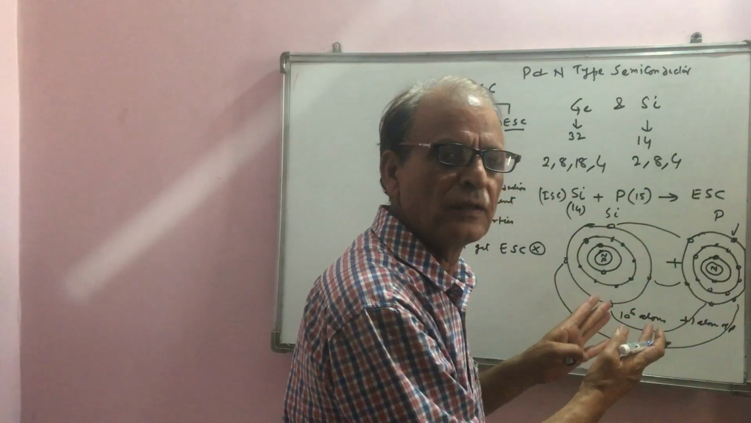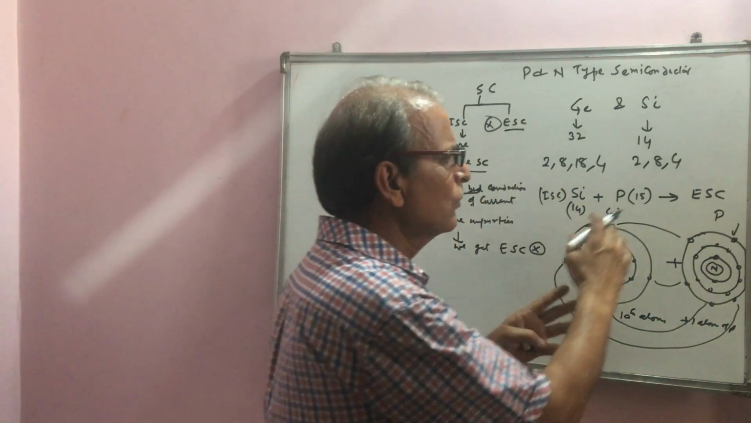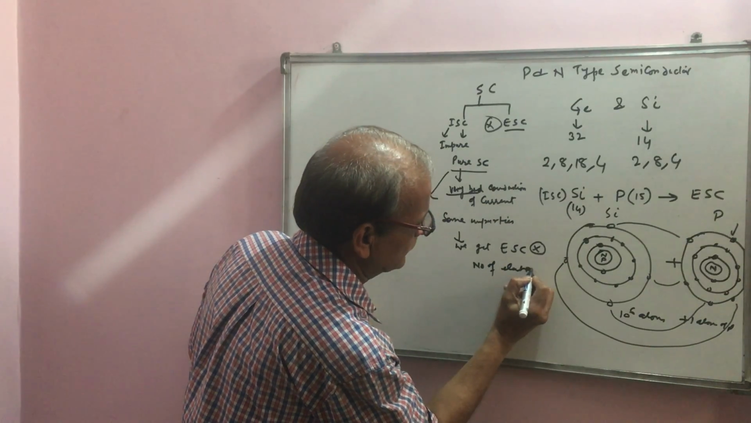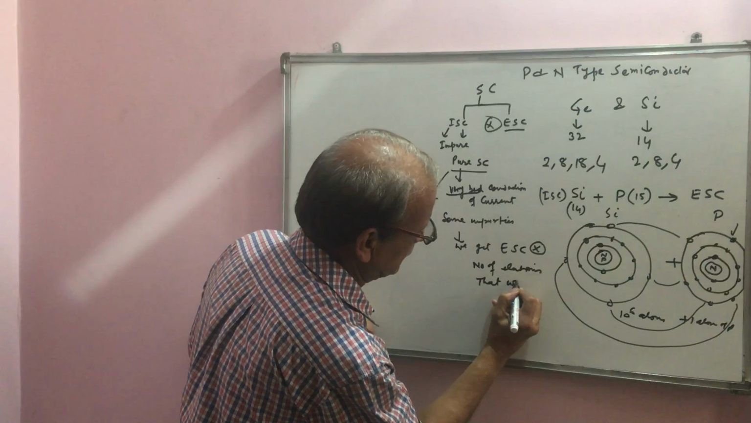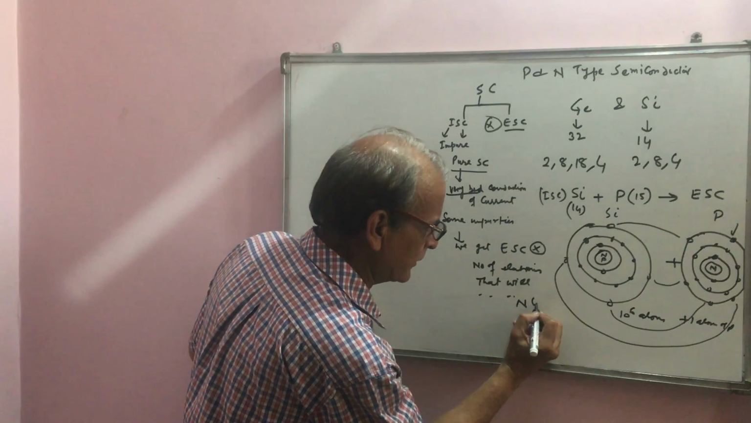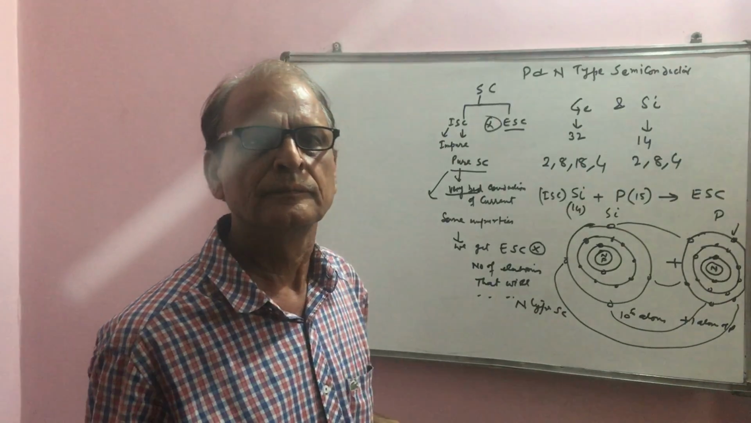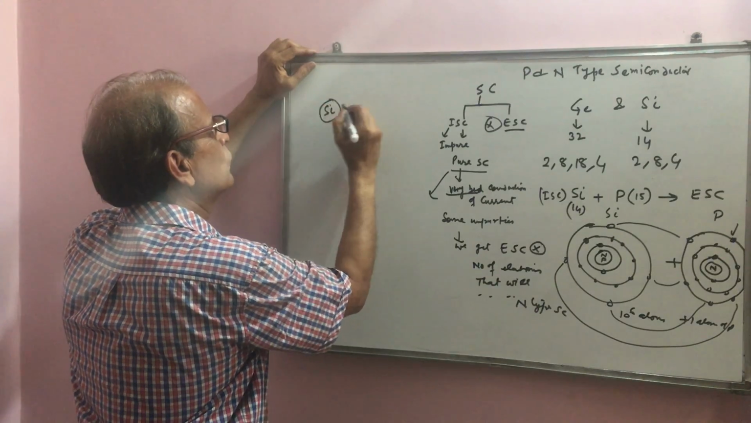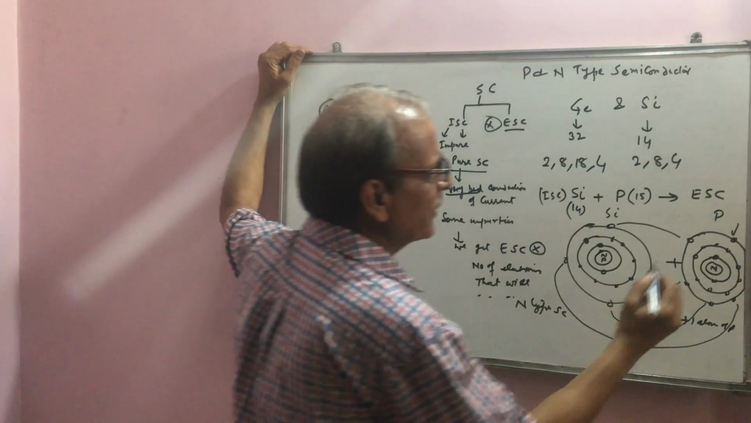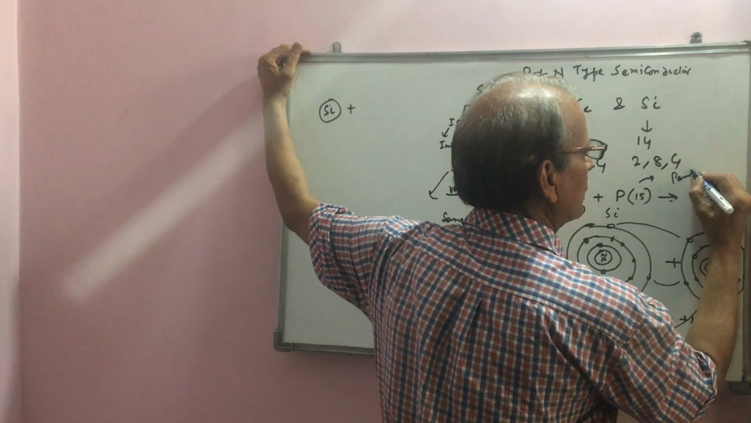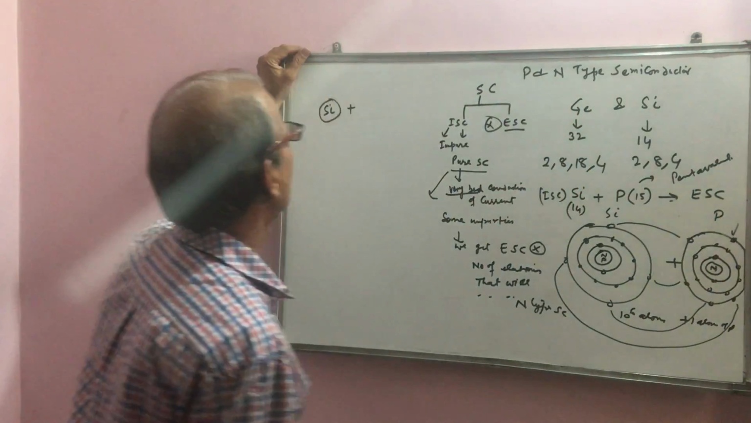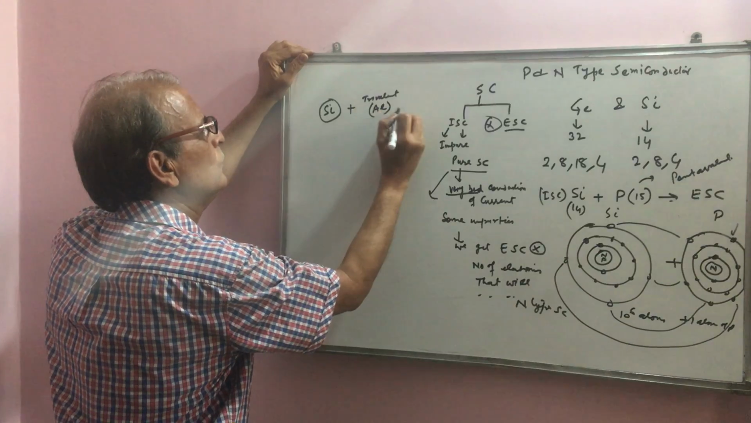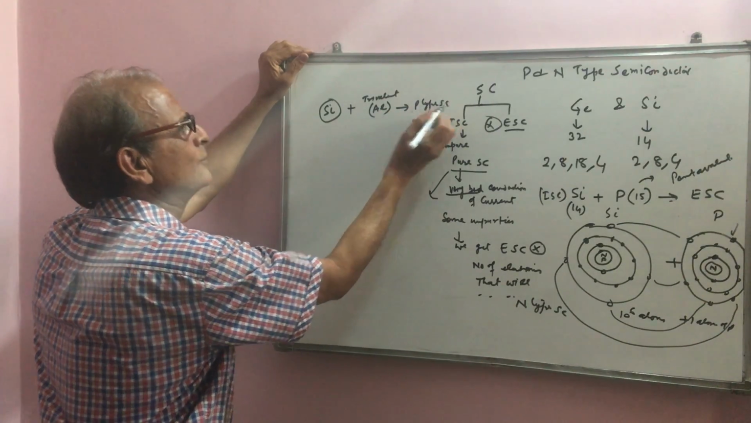And in this system we have a number of atoms, and we will get a number of free electrons that will constitute N-type semiconductor. And this is called pentavalent impurity. When we add in silicon a trivalent impurity such as aluminum, we will get P-type semiconductor.